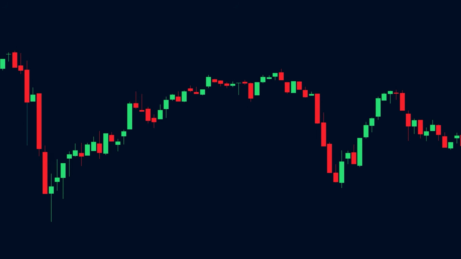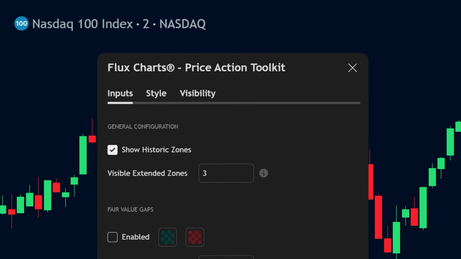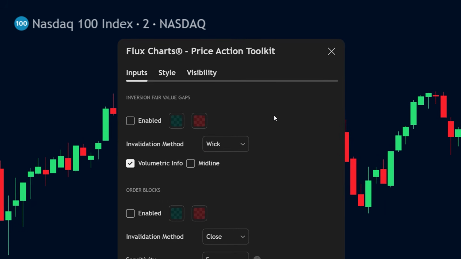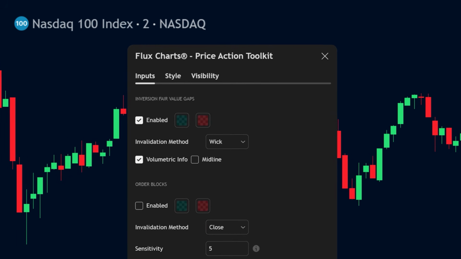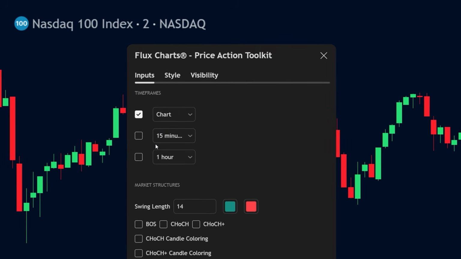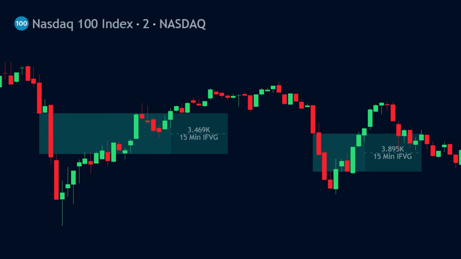Now, let's see how to actually trade this deadly strategy step by step. We'll use the 2-minute chart on the NASDAQ. In the price action toolkit settings, turn on inversion FVGs from the 15-minute time frame. Make sure you enable inversion FVGs and then scroll down to the time frame section. Select the 15-minute and enable it. Now, every higher time frame IFVG will be plotted directly on your 2-minute chart.